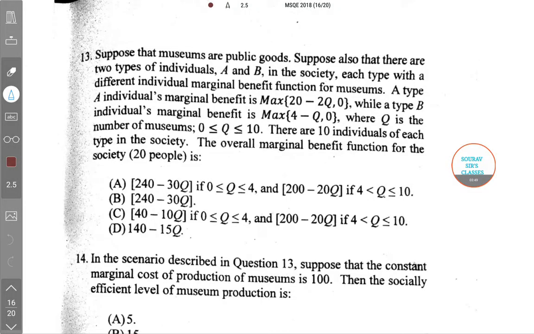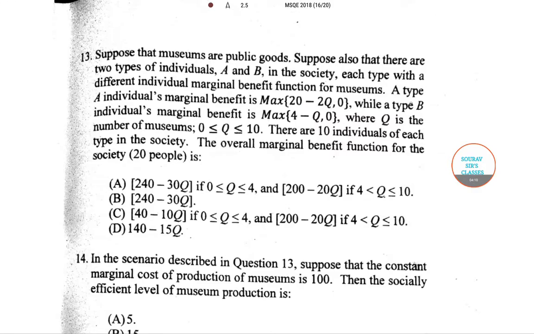Now, let us go to the next question. Suppose that museums are public goods. Suppose also that there are two types of individuals, A and B, in the society, each type with a different individual marginal benefit function for museums. A type A individual's marginal benefit is max of (20 minus 2q, 0), while a type B individual's marginal benefit is max of (4 minus q, 0), where q is the number of museums, 0 is less than or equal to q is less than or equal to 10.